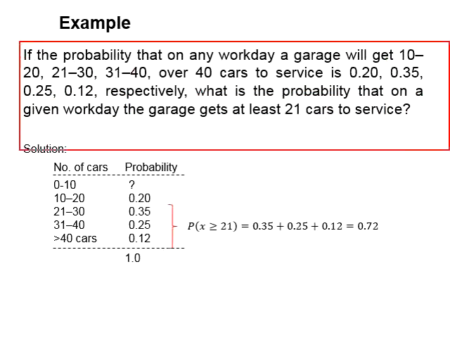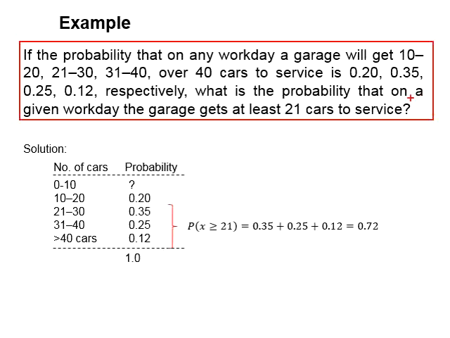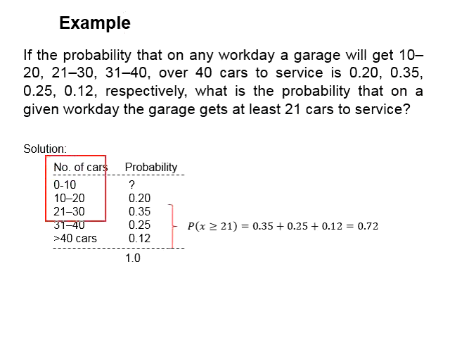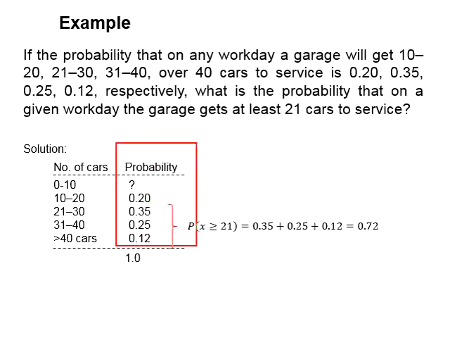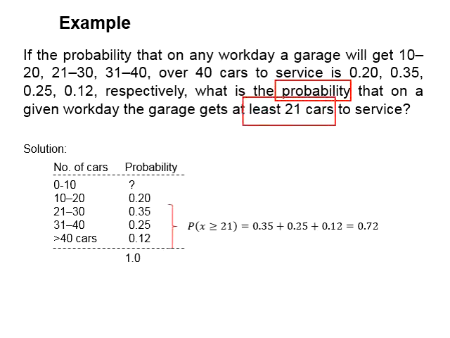To solve these questions, first we need to organize the numbers, which can be divided into these categories, and the probabilities are listed here. The probability of getting less than 10 cars is not given, but we know that the summation of the probabilities will be equal to 1.0. We need to determine the probability that the garage will get at least 21 cars to service. With that, we are looking at these three categories.